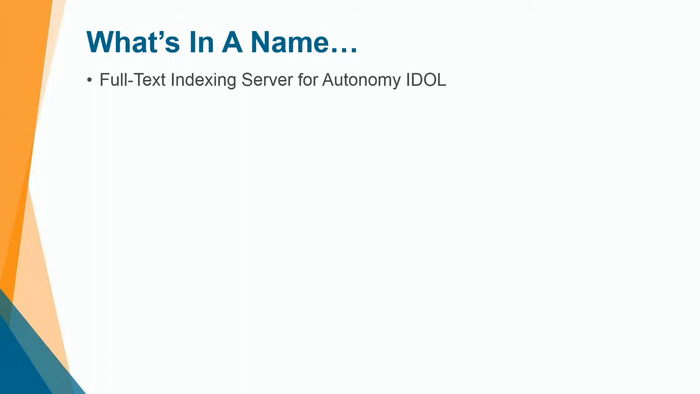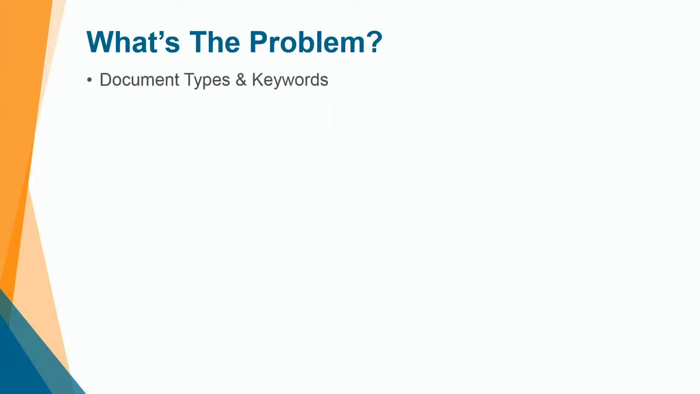I do want to cover one thing before we get too much further. What's in a name? As I mentioned just a moment ago, the actual product name inside the OnBase suite is Full Text Indexing Server for Autonomy IDOL. If I took this away, I bet you none of you could actually tell me which module we're talking about, because it is very, very wordy. For simplicity, let's just call this Full Text Search. You can pretty much say that throughout the rest of the Navient and OnBase community, and everybody is going to know what you're talking about. So let's just simplify things and call it full text search as we go forward.